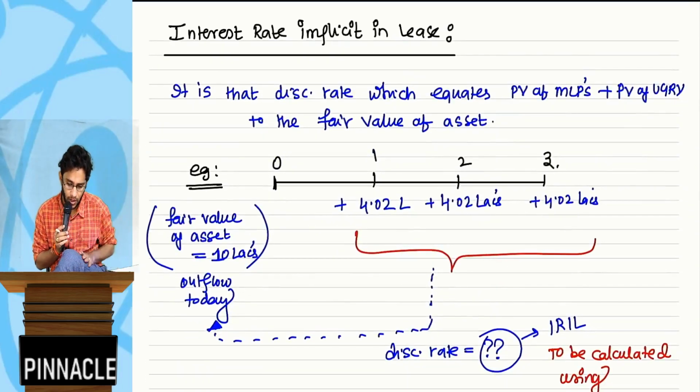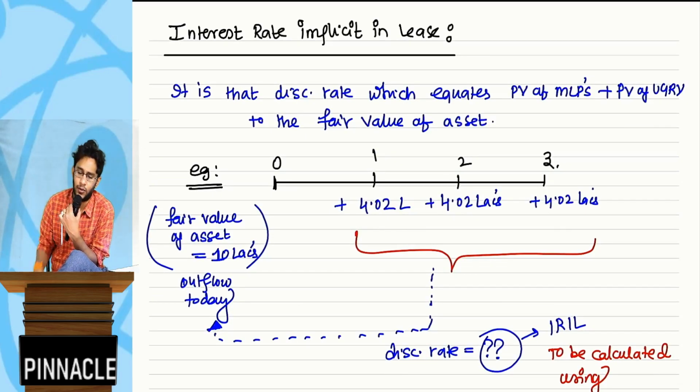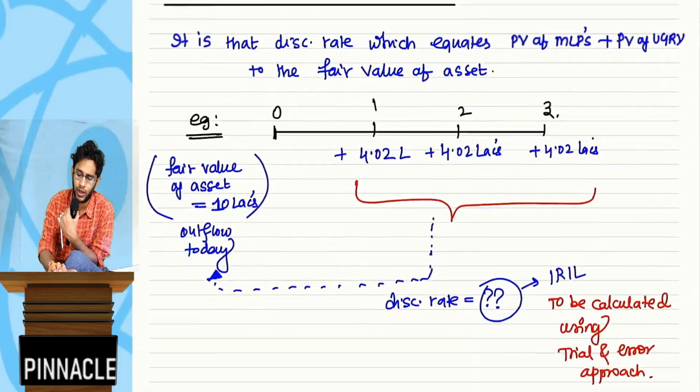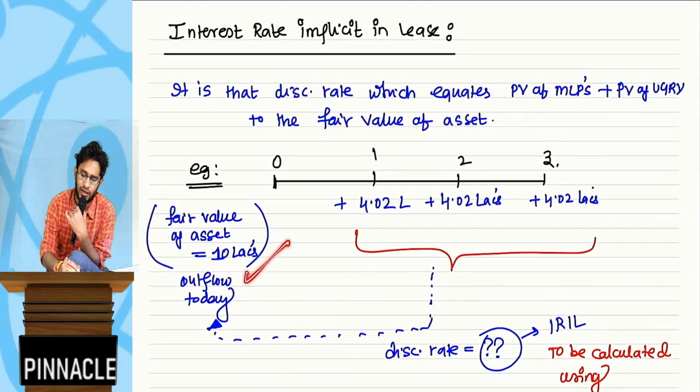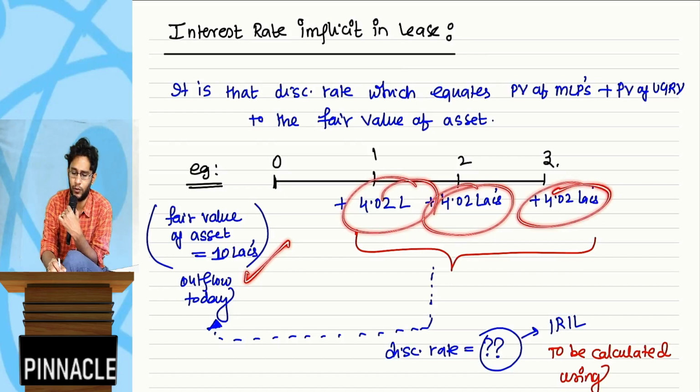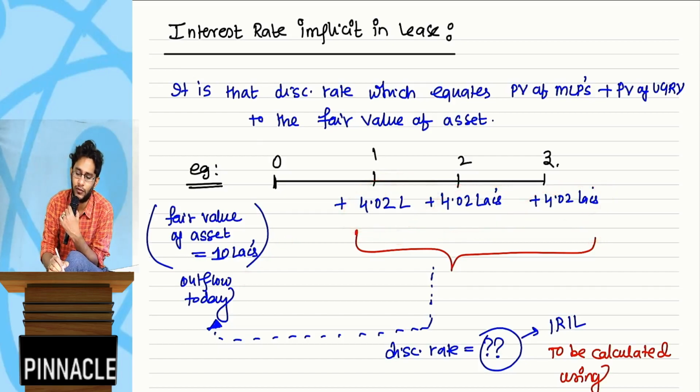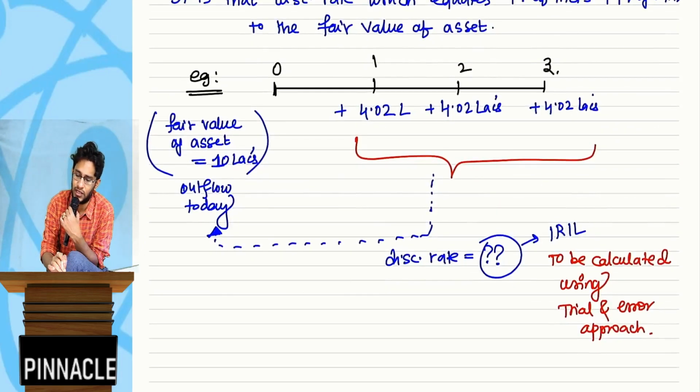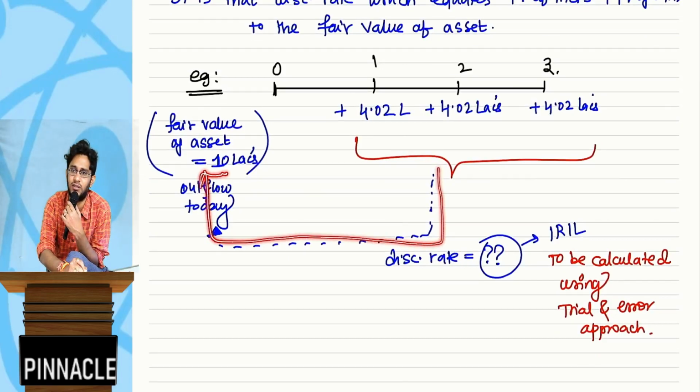Then last one, discounting rate. IRIL is interest rate implicit in lease. Now from the lessor's point of view, this fellow purchases the asset today for 10 lakhs, and over a period this is what he is recovering from you. He is definitely recovering interest in this, that much we can know. How much interest, if I want to know that, then you have to work out a discounting rate which equates the present value of future cash inflows to 10 lakh rupees today. That discounting rate will be your IRIL.